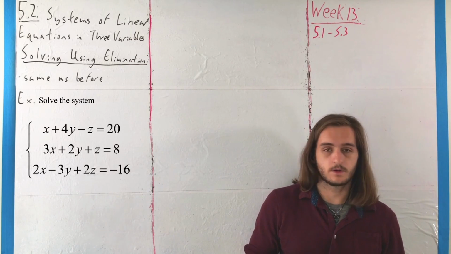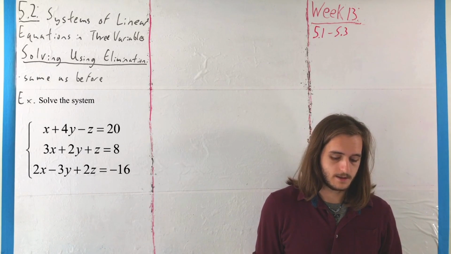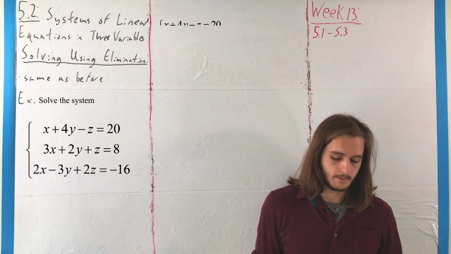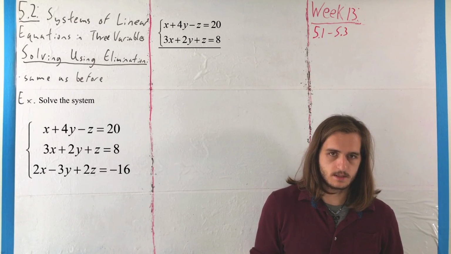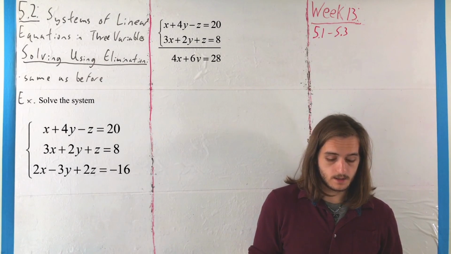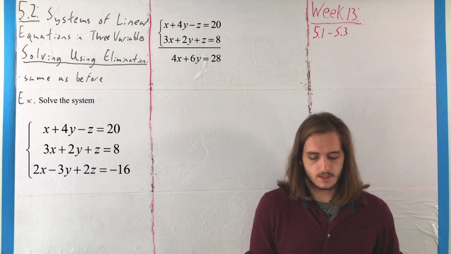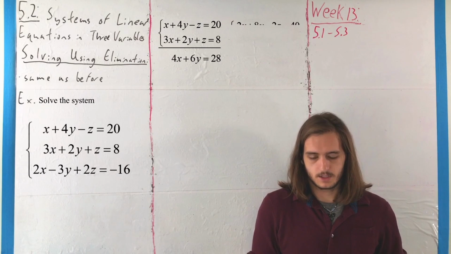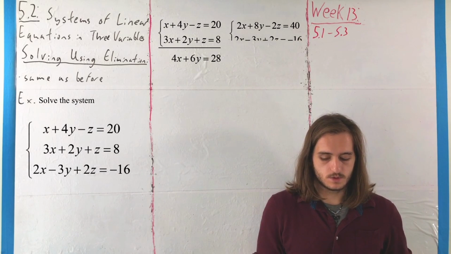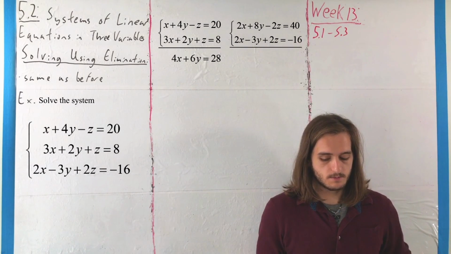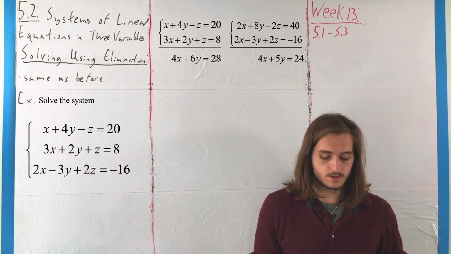Where if we want to get rid of z to reduce our system down by one variable, we can start by adding the first two together directly, that is x plus 4y minus z equals 20 plus 3x plus 2y plus z equals 8, where that would cancel out the z's and leave us with 4x plus 6y equals 28. And then in the second case, if we want to get rid of the 2z down there, we could multiply the first by 2 and add that to the third. So we would have 2x plus 8y minus 2z equals 40, plus 2x minus 3y plus 2z equals negative 16, leaving us with 4x plus 5y equals 24.